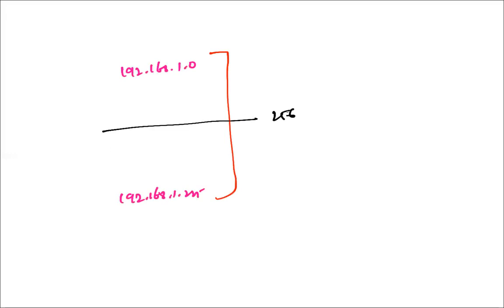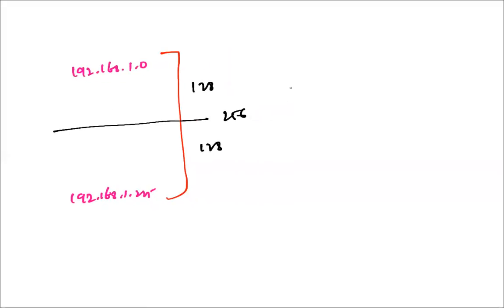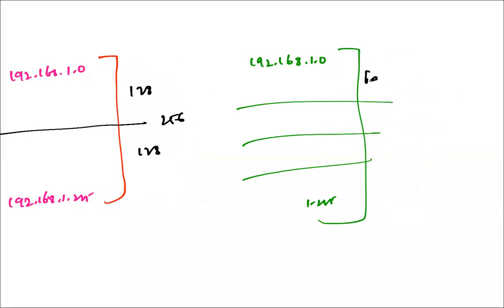Totally 256 IPs will be there, but we divided them into 128, 128. After that we divided that into four, which means we had 192.168.1.0 to 1.255 divided into four networks, where each network has got 64 IPs.